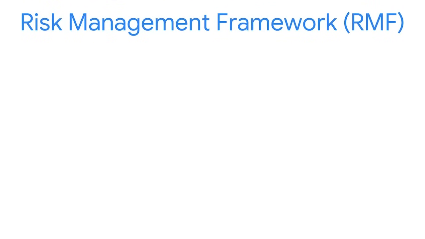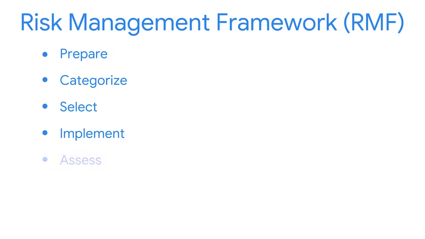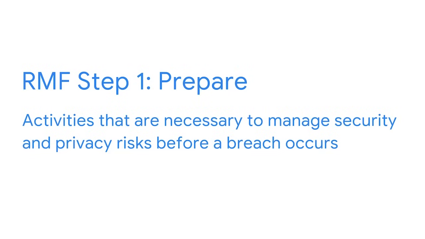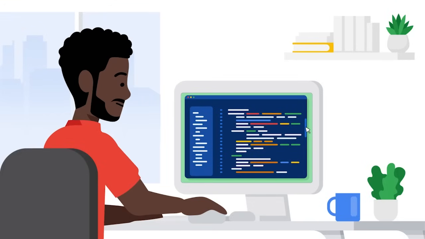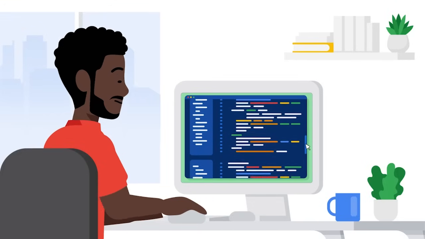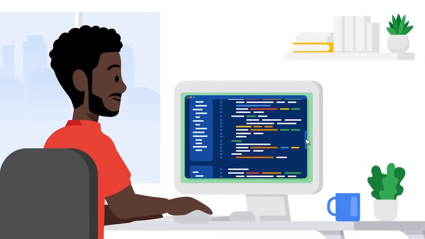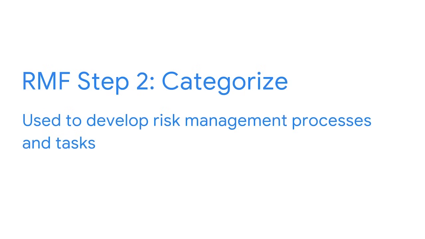There are 7 steps in the RMF. Prepare, categorize, select, implement, assess, authorize, and monitor. Let's start with step 1, prepare. Prepare refers to activities that are necessary to manage security and privacy risks before a breach occurs. As an entry-level analyst, you'll likely use this step to monitor for risks and identify controls that can be used to reduce those risks.